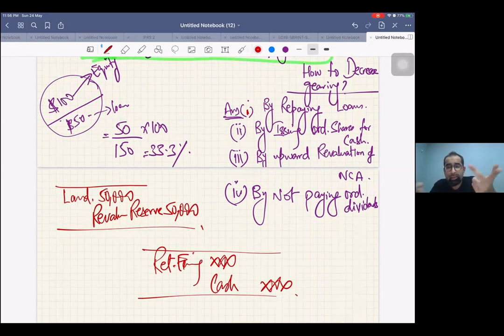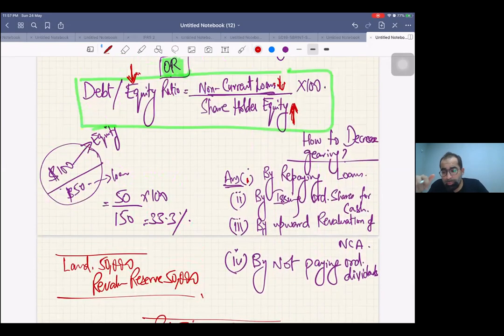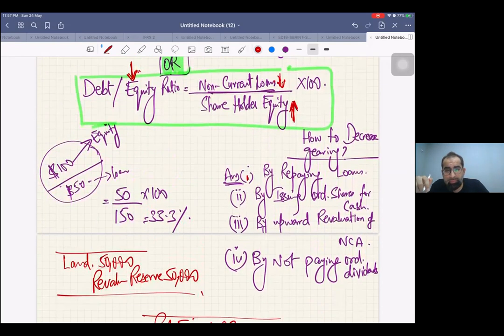That means we are distributing our retained earnings. We are distributing our equity. So when you pay dividends, you pay it from retained earnings, so your retained earnings go down. And when your retained earnings go down, your shareholder equity also goes down. And when your shareholder equity goes down, your gearing goes up.